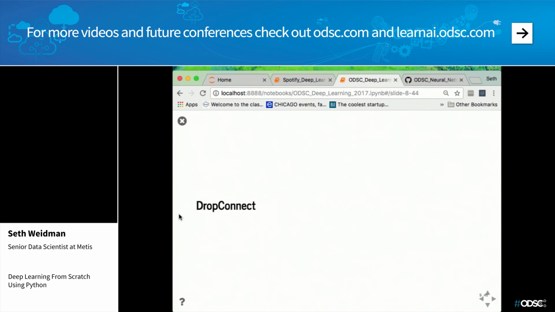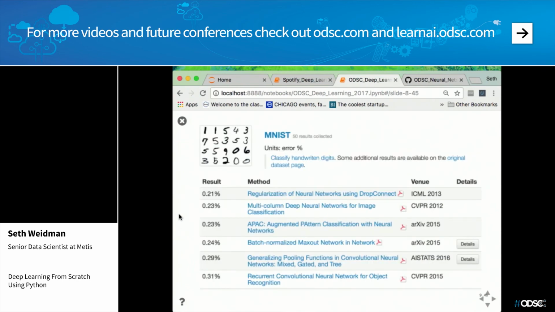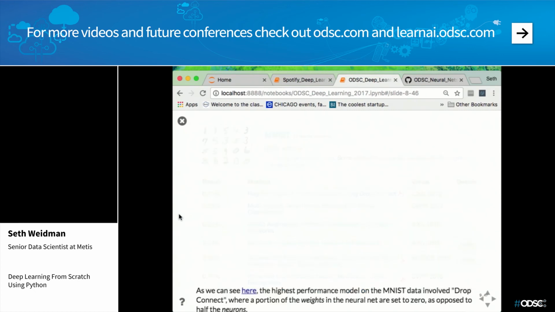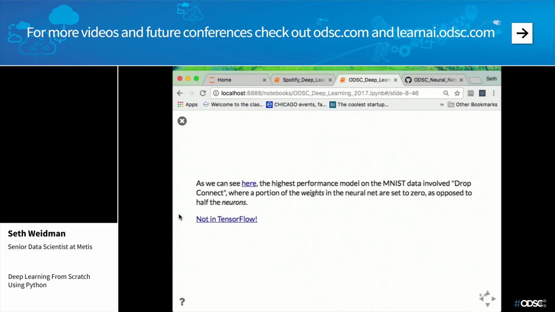The last one, and this is kind of cool, is a technique called drop connect. And this is the advantage of coding these things from scratch. You can play around with techniques like this. This technique was used in a paper published in 2013, so 4 years ago, which is a long time in neural net research, but is still the top result on MNIST. Yann LeCun was one of the authors, and it's still the technique that's gotten the top result in terms of accuracy on the MNIST data. And it's not in TensorFlow. There's a hacky way you can implement it in TensorFlow, but for whatever reason it's not implemented in some of the most common neural net libraries.